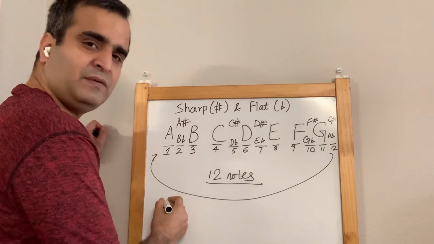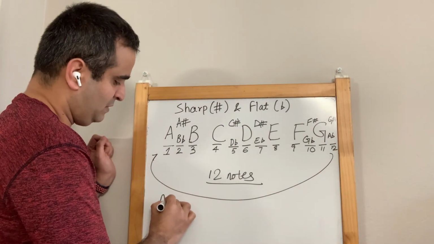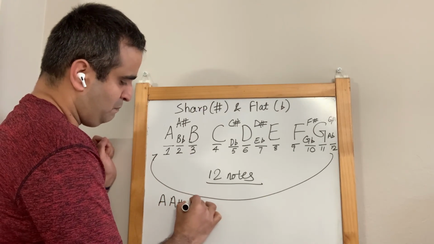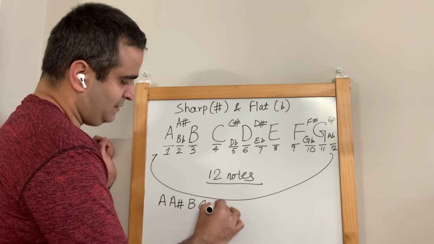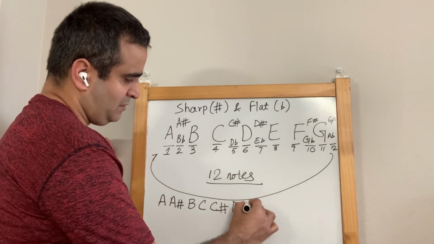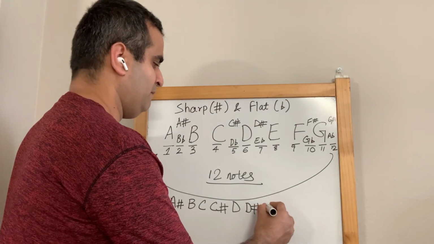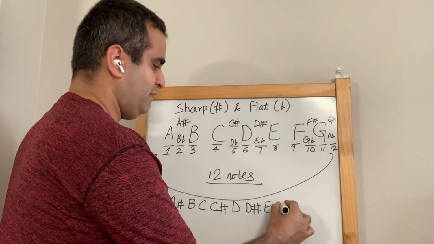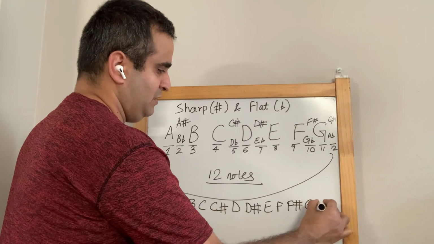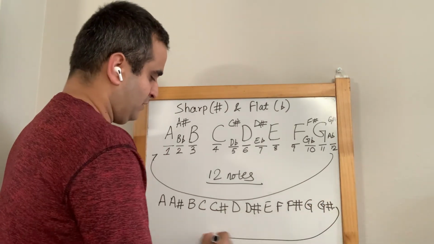Okay, so quickly I will summarize this. It is A, A sharp, B, C, C sharp, D, D sharp, E, F, F sharp, G, and G sharp. And after G sharp, it goes back to A.